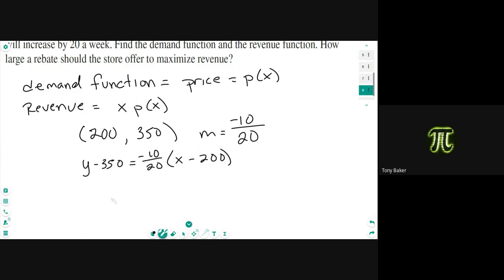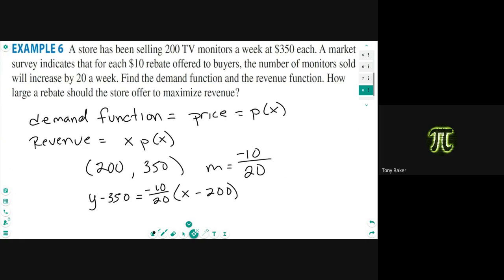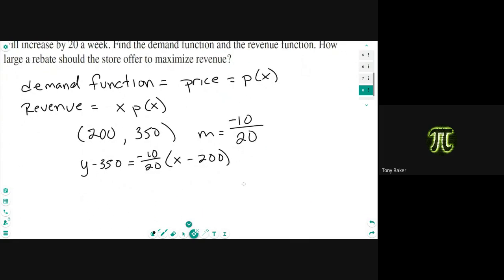So what is the slope? Is that for the price function? Yeah, I haven't done the revenue yet. Because the revenue is just putting an X in front of the price. The revenue is just how many I'm selling times whatever the price is. The price is what's actually going to change in this case.